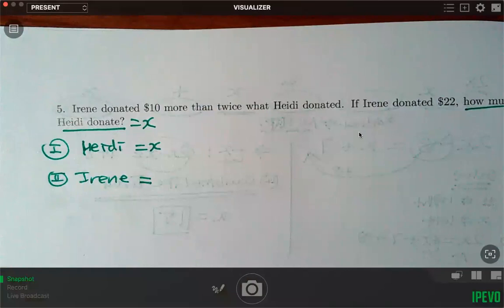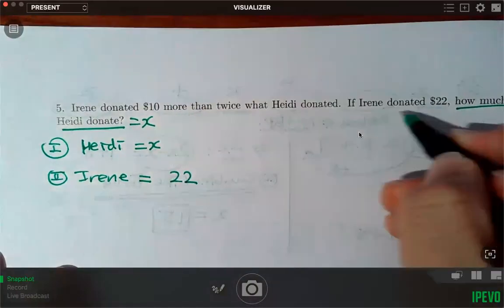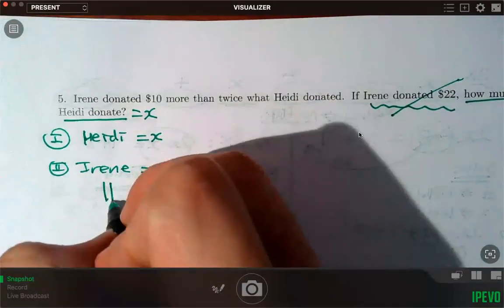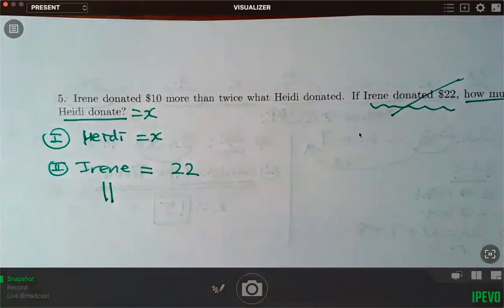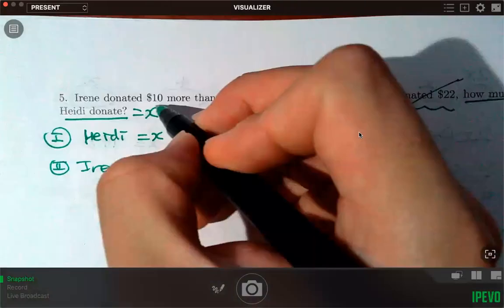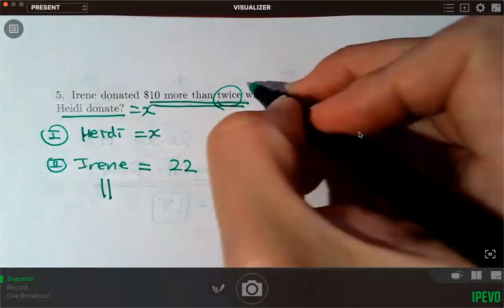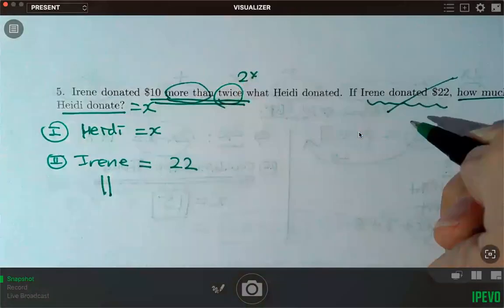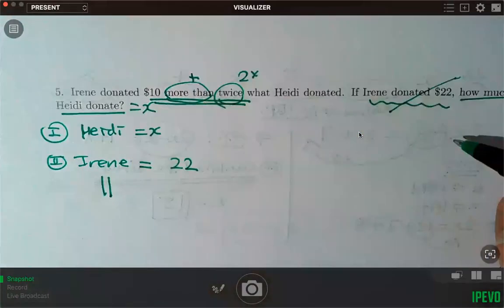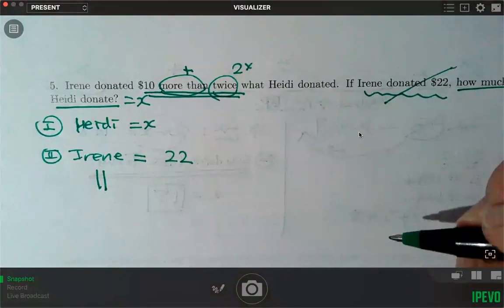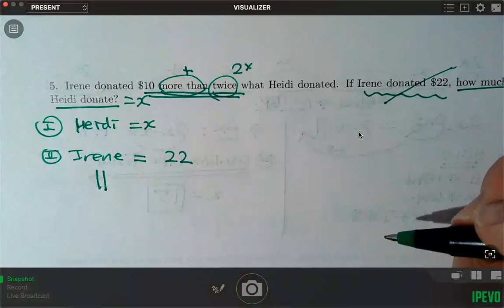So first of all, we know two things about Irene's donation. One is what? She donated $22, right? Okay, now, at the same time, do we know something else about Irene's donation? $10 more than twice. Okay, $10 more than twice. What does that mean? So first of all, twice means 2 times. More than means plus. So can you express Irene's donation in terms of x? 10 plus 2x. 10 plus 2x, yes.